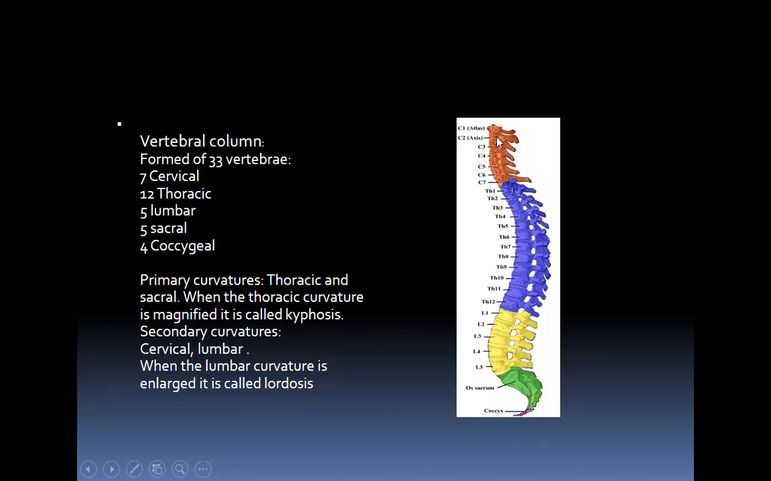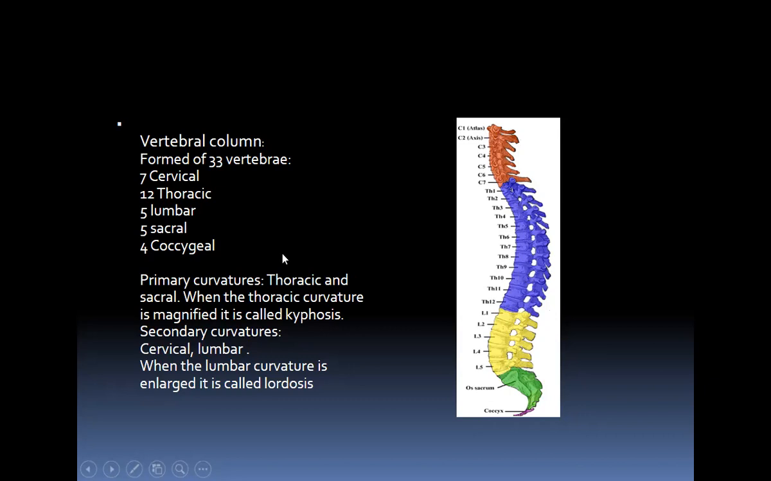Then, if you see here, it is not straight. Even though it is a backbone, it shows curves. There are two important curves, called the primary curvatures. They are not straight. There is the thoracic curvature, T1 to T12, and the sacral curvature. So here the front is here, back is here.